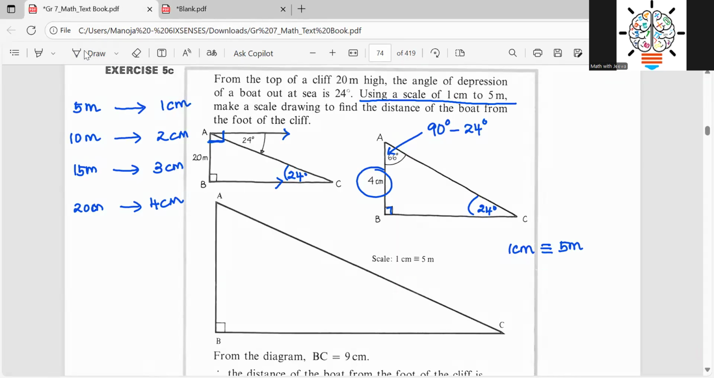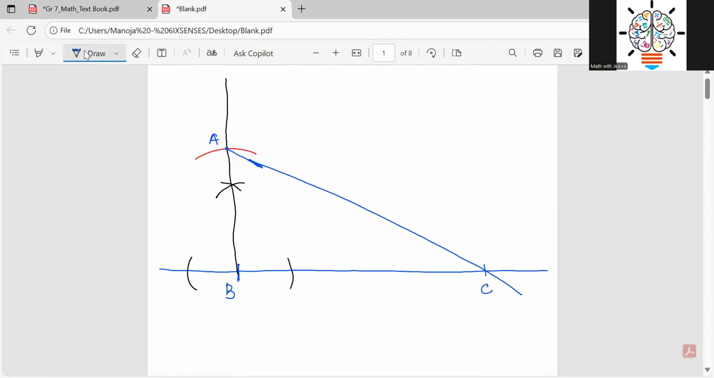Okay. So then what they ask in the question is the distance of the boat from the foot of the cliff. So then this is the boat, right? Give me a second. I want to plug the charger. Right. So then this is the boat.